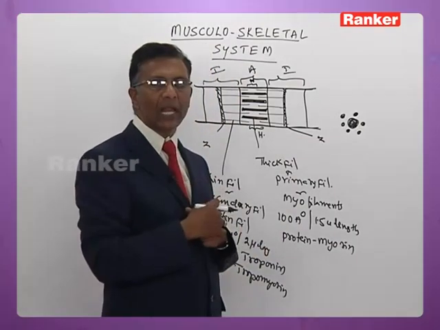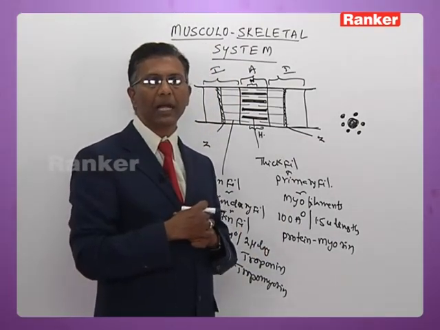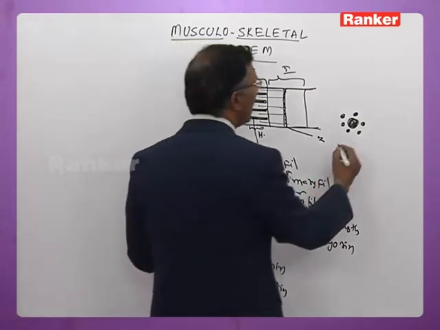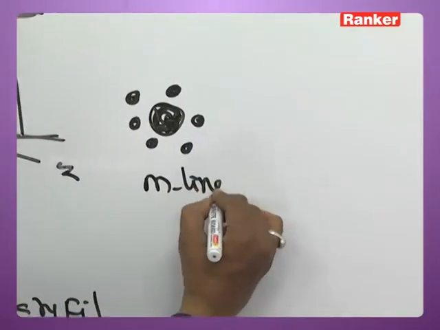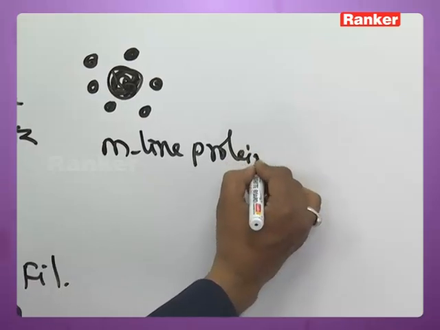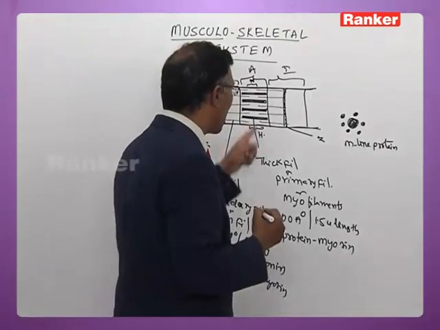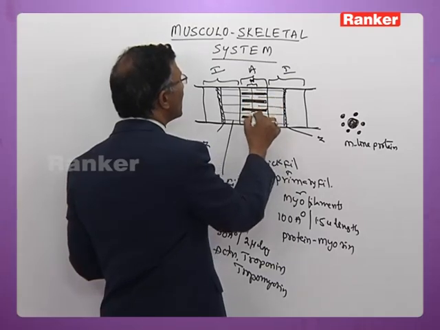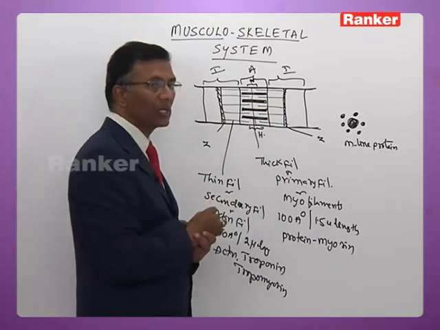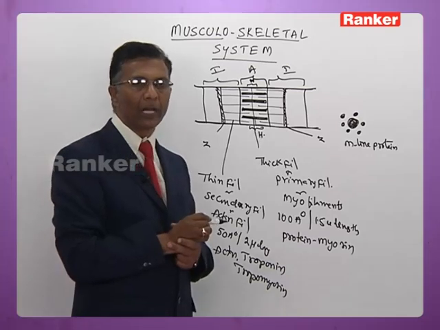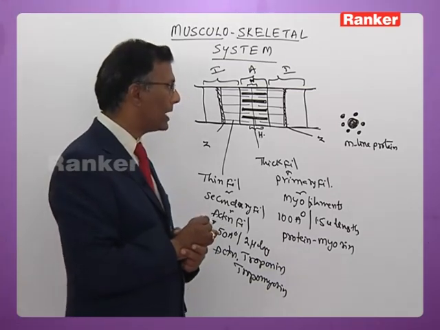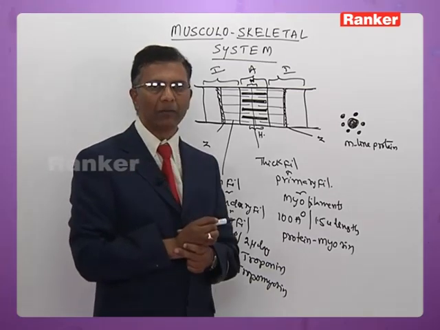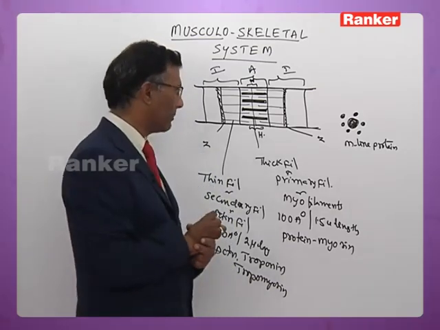And the spatial arrangement of thick and thin filaments is maintained by the M-line protein. That is the function of the M-line. There is a thin M-line that traverses through the H zone, made up of M-line protein. M-line protein helps in maintaining the spatial arrangement of thin filaments around the thick filament.